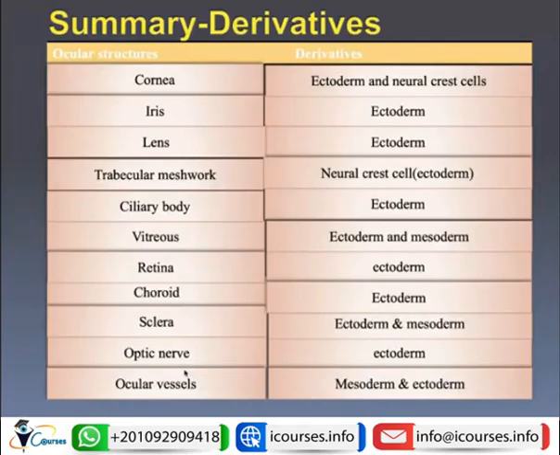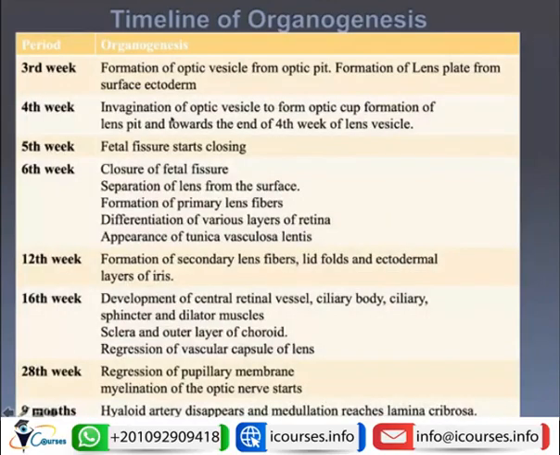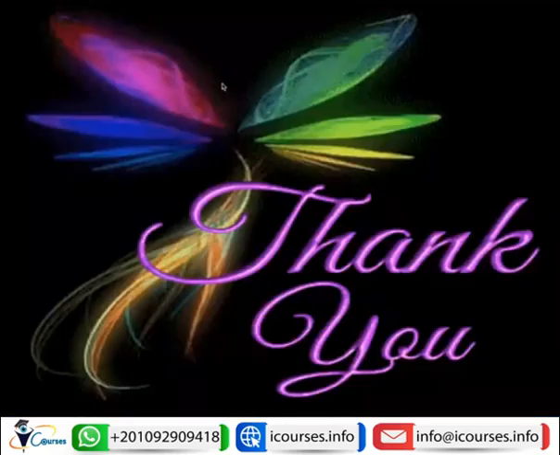So this is the end of our lecture today. Here is a summary of different ocular structures and their derivatives, and here is a timeline of organogenesis of major events within the eye. If you have any questions about the embryology of the posterior segment, please let me know in the chat box so that we can repeat it.